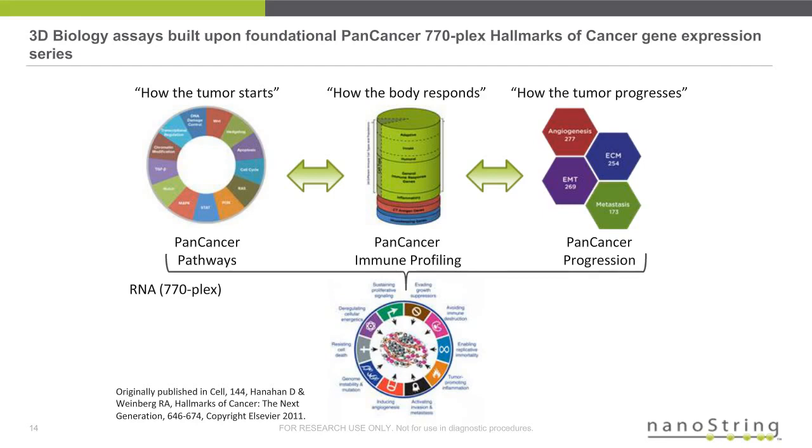We have on the left the pan-cancer pathways, which really focuses on how the tumor starts. We have content related to DNA damage and PI3 kinase and MAP kinase and that sort of content in there. In the middle, we have the pan-cancer immune profiling, which is really about the immune microenvironment and how the body is actually responding to the tumor. And then tumor progression, things like EMT and ECM and metastasis and so forth. So these panels have been available for some time and continue to be available.